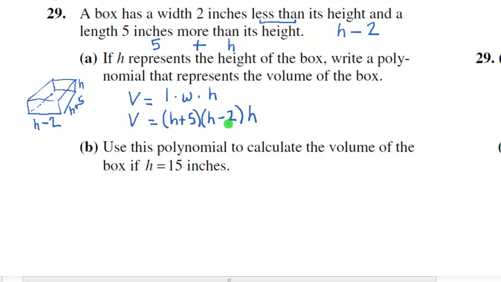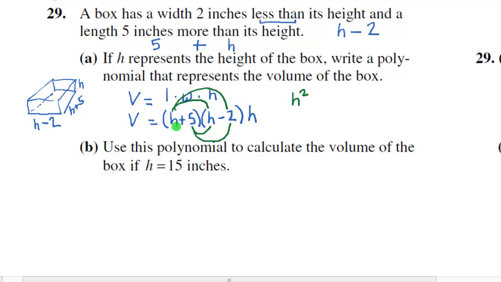So what you do is you multiply two at a time. Means the first two and then times the third. So let's go ahead and multiply the h plus 5 times the h minus 2. And since those are both binomials, then you know you're going to FOIL. So you're going to do h times h is first, h times negative 2 is outer, 5 times h is inner, and then 5 times negative 2 is last. So that gives us h squared.